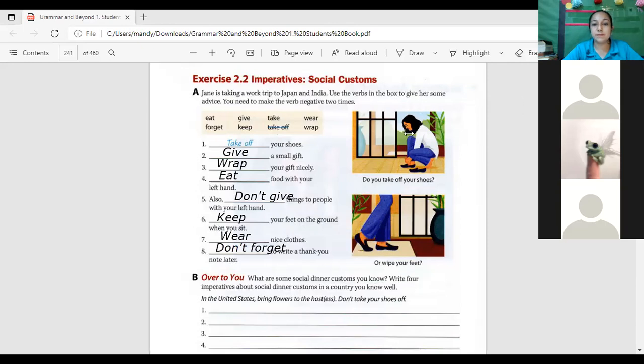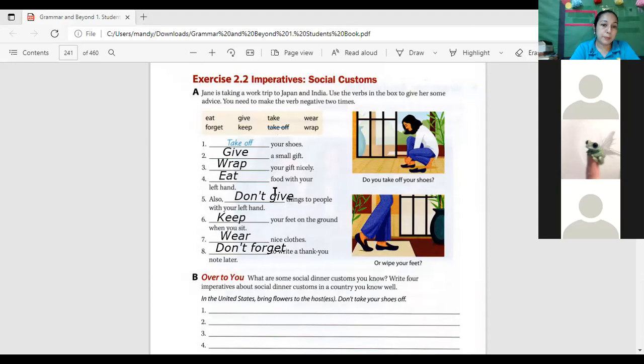Good morning, welcome. So let's see, in that case: number two, give. Number three, wrap. Number four, eat. Number five, don't give, yes. Six, keep. Number seven, wear. And number eight, don't forget. So that means if you travel to Japan or maybe India, you take off your shoes. This one is one of the rules. You give a small gift.